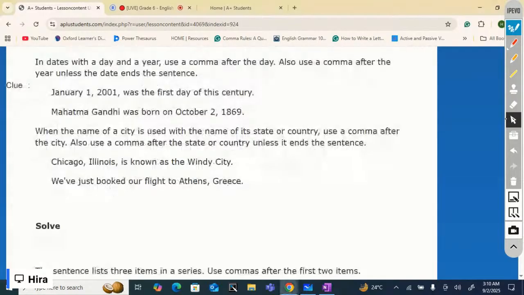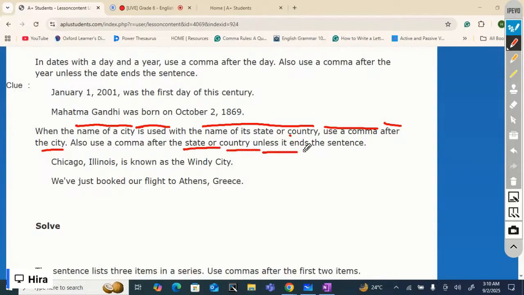Now the third use of comma is with places. When the name of a city is used with the name of its state or country, use a comma after the city. And also use a comma after the state or country unless it ends the sentence.